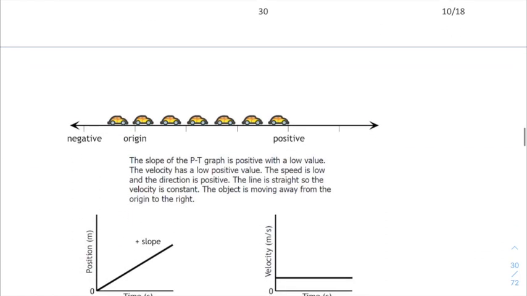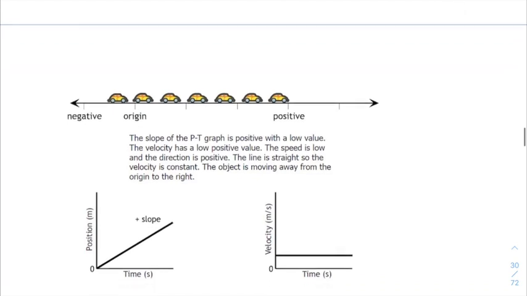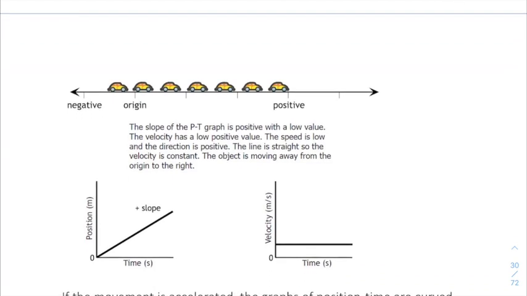So it is also important to look at something like this, where the position and the time are changing regularly. This is a uniform motion. So the slope of a PT graph is positive with a low value, and the velocity has a low positive value. The speed is low and the direction is positive. The line is straight, so the velocity is constant. The object is moving away from the origin to the right.